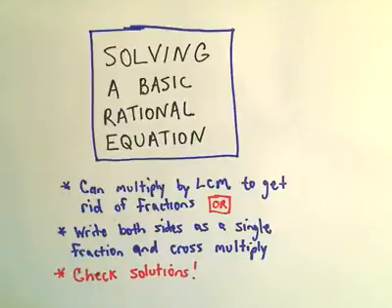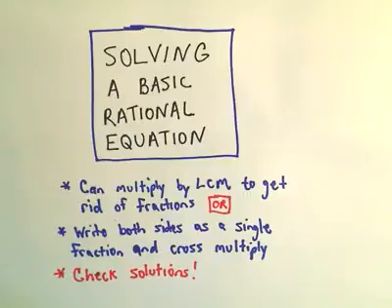Alright, in this video I want to do a couple of examples of just solving some basic rational equations. There's a couple different ways that you can solve rational equations. Everything gets you to the same solution. One way you can do it is you can multiply both sides by the least common multiple of the denominators, and what that will do is it'll get rid of all the fractions involved. Or you can just try to write both sides of the equation as a single fraction and then cross multiply.